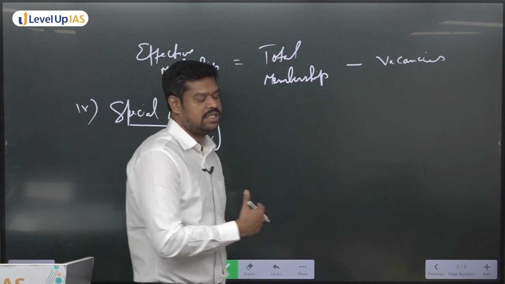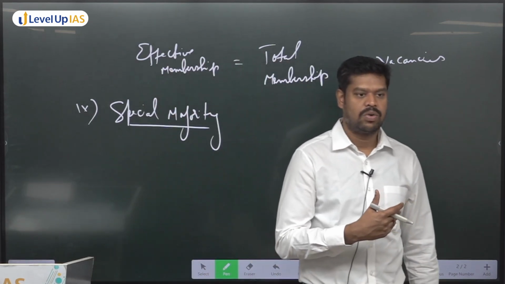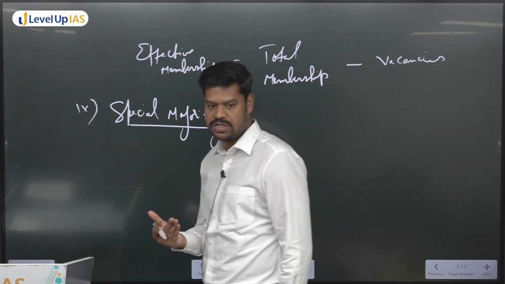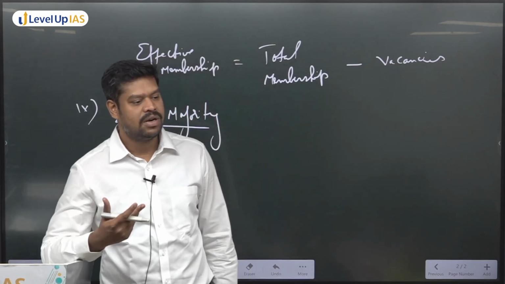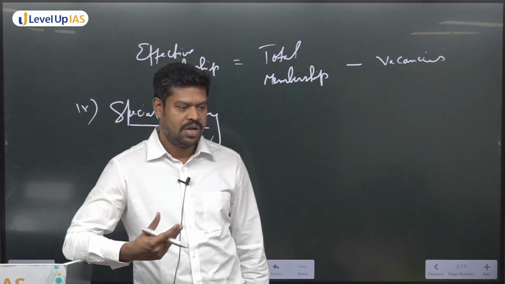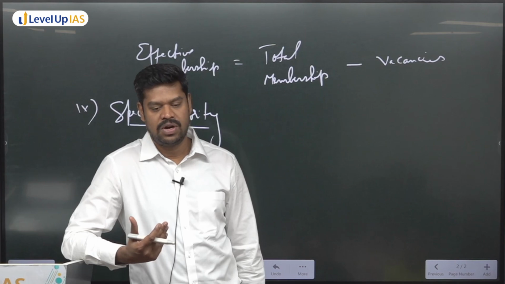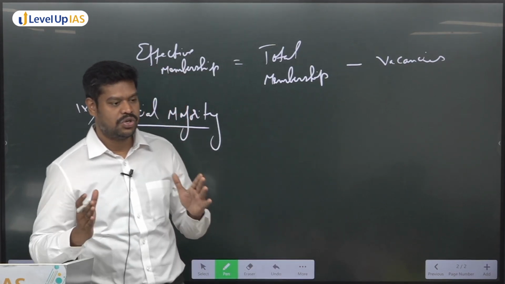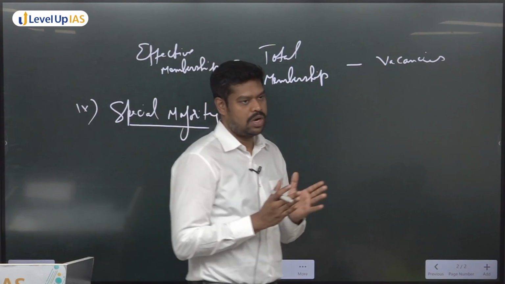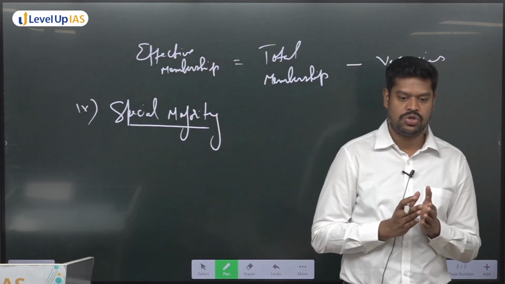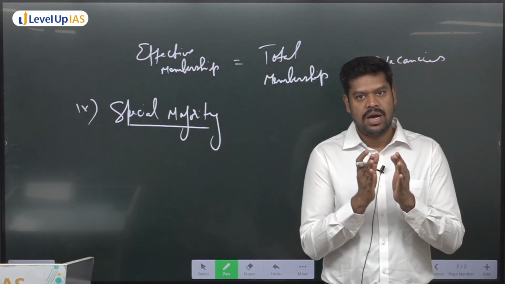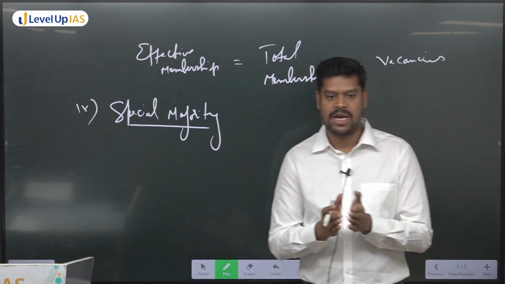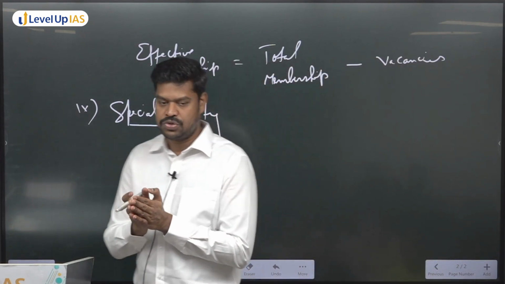So let us try to understand how the special majority is calculated with regard to amending the constitution. One place where the special majority is especially required is whenever the constitution is amended. I have already explained, with regard to the amendment, which article allows for the constitution to be amended. Very good. Article 368 allows the constitution to be amended. And who has the authority to amend it? Very good. It is the Parliament.